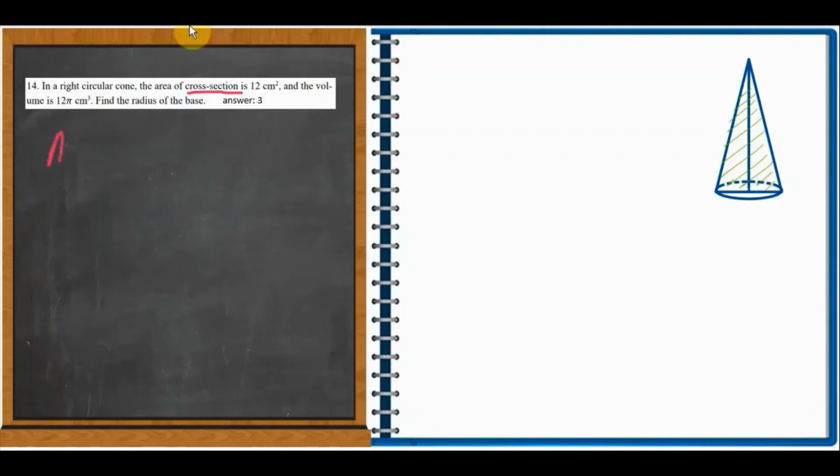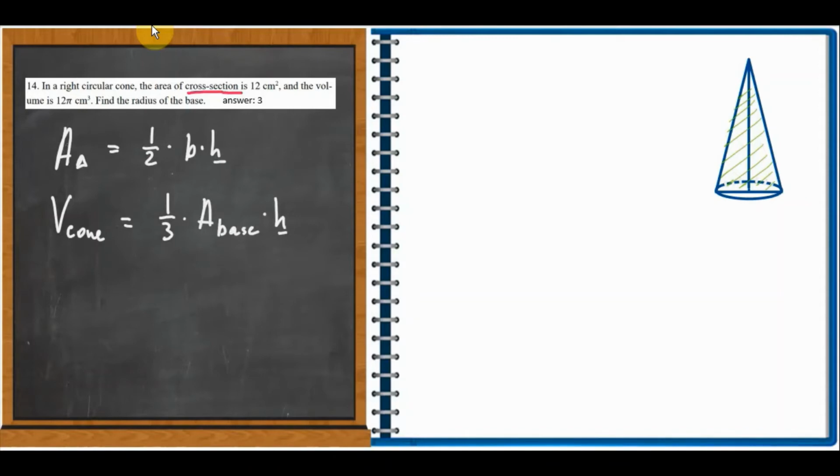First, let's remind ourselves what the area of a triangle is. Area of triangle is 1/2 of base multiplied by height. Now, the volume is 12. What's the volume of a cone? Volume of cone is 1/3 of area of base multiplied by height. These heights in the picture will be the same, so let's denote it with height h.